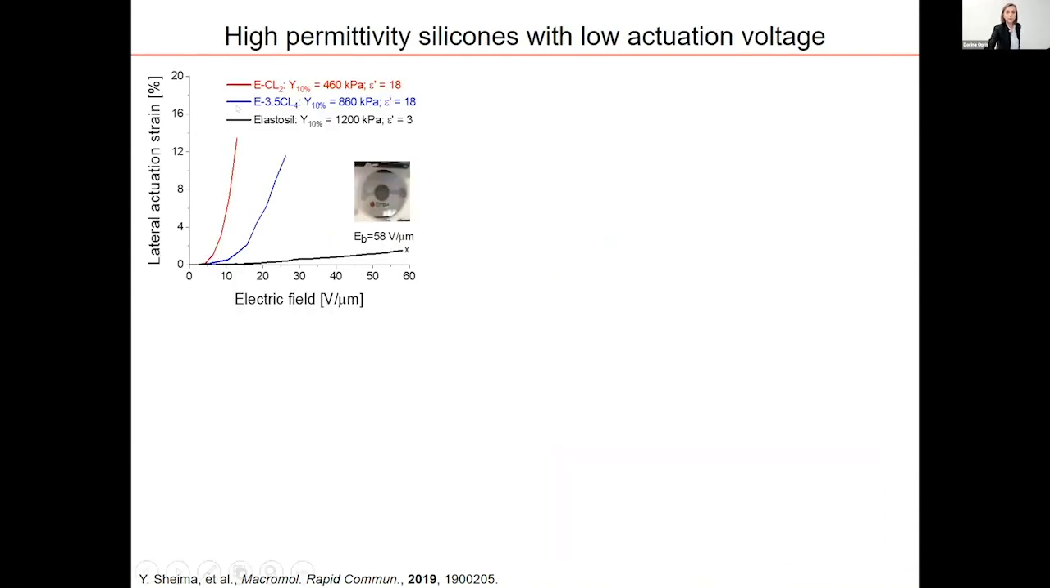So the red one is the soft material, the blue one is the stiff material. Both have a permittivity of 18, and I compare with Elastosil. This is a commercial elastomer. It has a permittivity of 3. So what you can see here is actually that the Elastosil requires a lot of electric field in order to actuate, and our materials, because they have an increased dielectric permittivity, and because they are softer, they actuate at lower voltage.